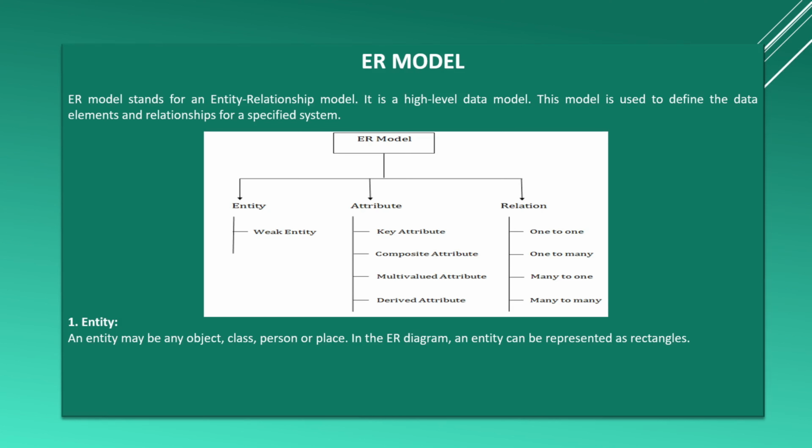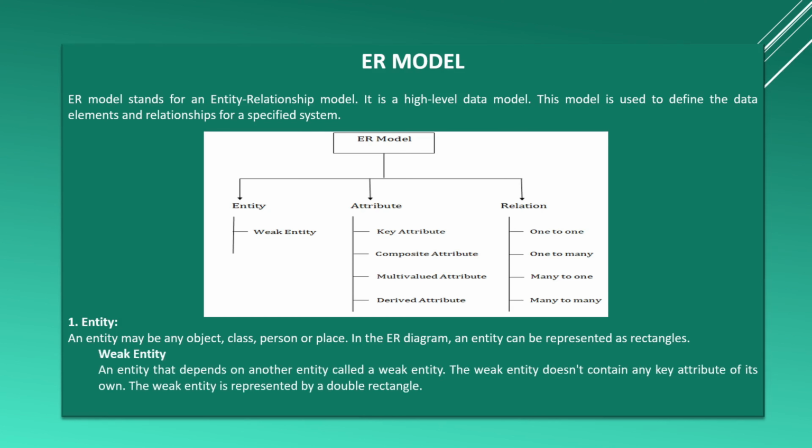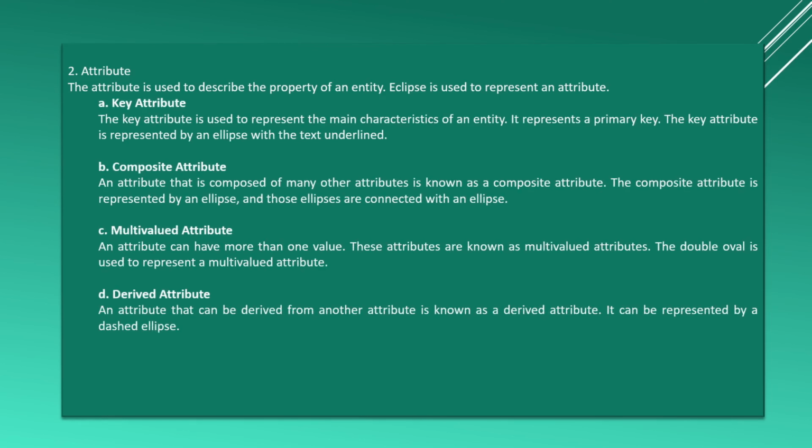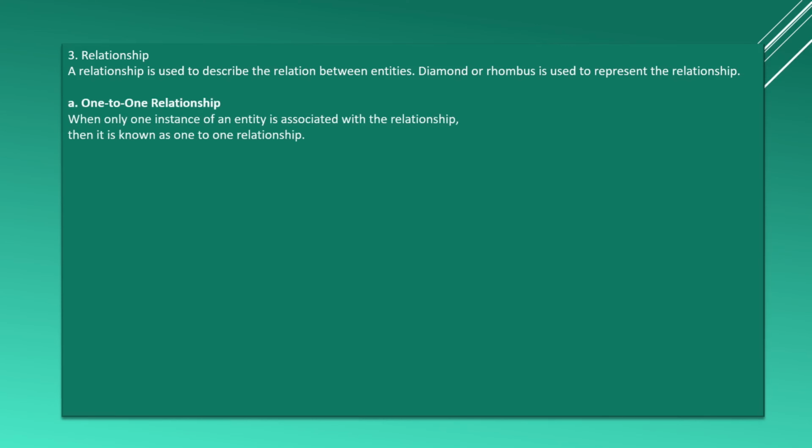As you know, an entity is an object. What is a weak entity? A weak entity is an entity that depends on another type of entity. A weak entity does not contain any key. These are the attributes of the entity relationship model. Another thing in the entity relationship model is relationship. There are 4 types of relationship present in a database.